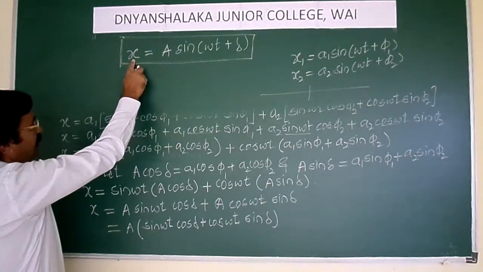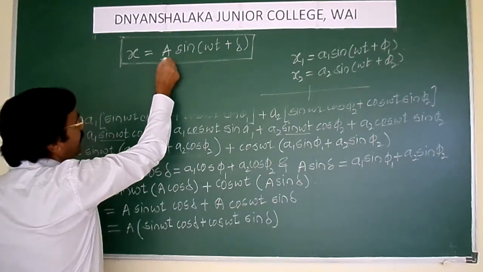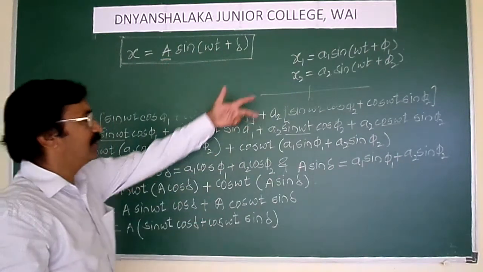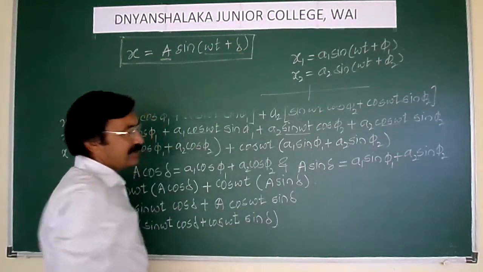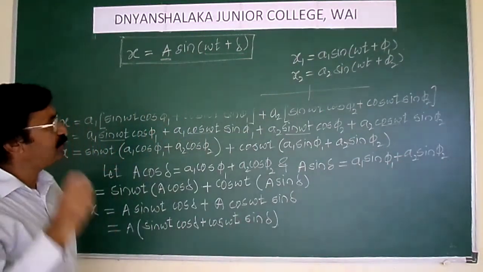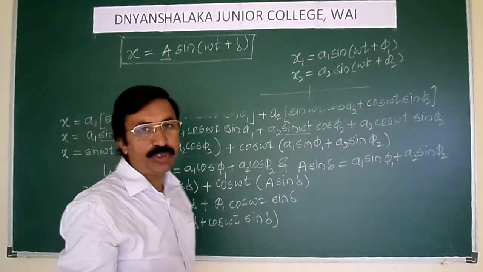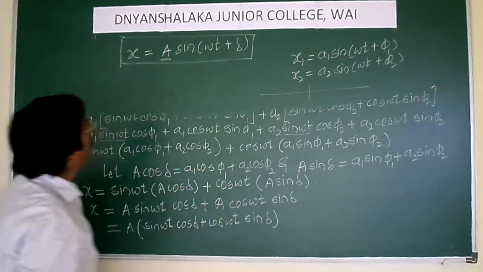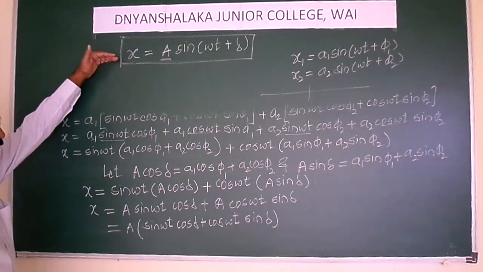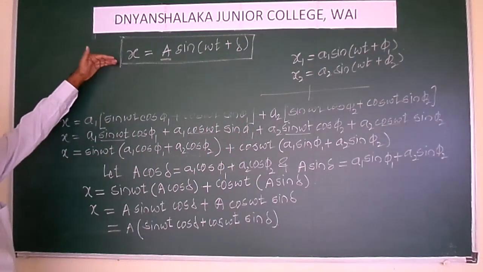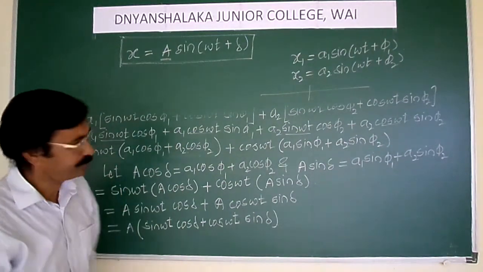This is the expression for displacement of simple harmonic motion, where A is the resultant of the two amplitudes. ωt + δ is the phase of the SHM and δ is the resultant initial phase. And so in the composition of two SHMs, the combined displacement is of simple harmonic motion.